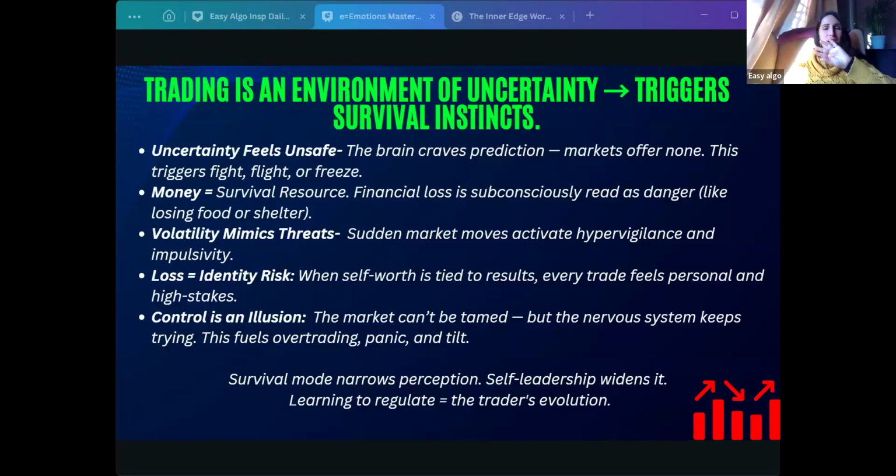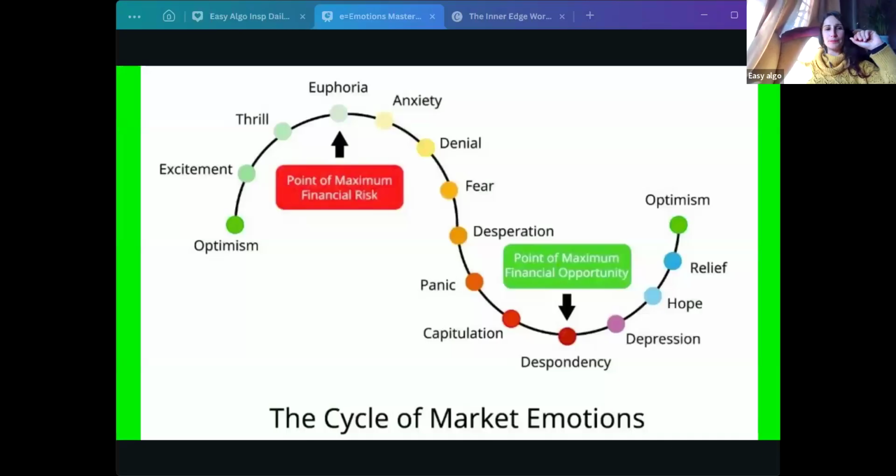Okay, so we're dropping this idea that we want to be stoic traders or numb traders or robotic traders, but really being able to become the eye of the hurricane and find that inner edge, meet ourselves where we are. So who can relate to this image? Okay, this is the real life roller coaster, and depending on how much we've got on the line, this is going to be even more volatile. So whether we want to admit it or not, we are on this emotional roller coaster ride.